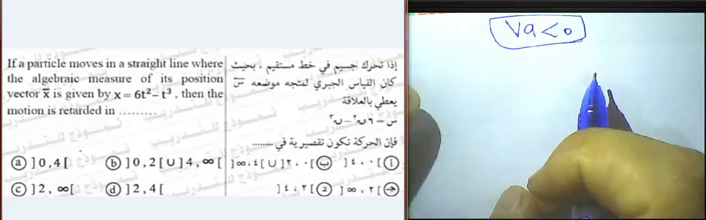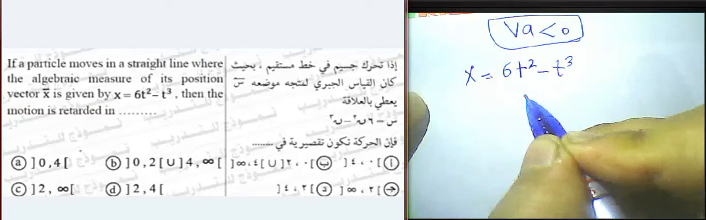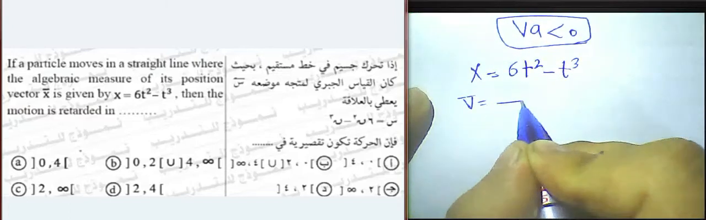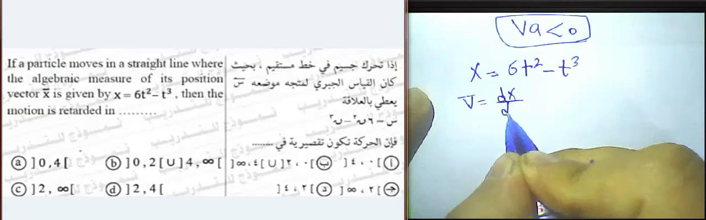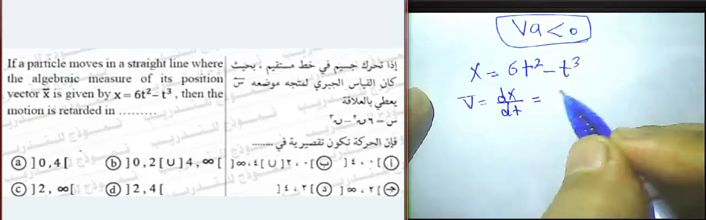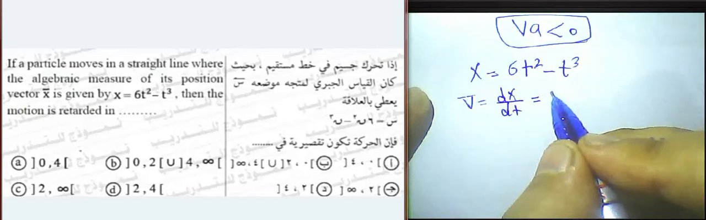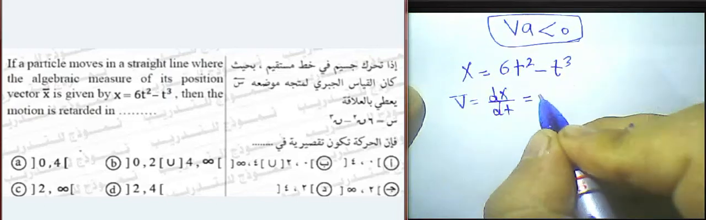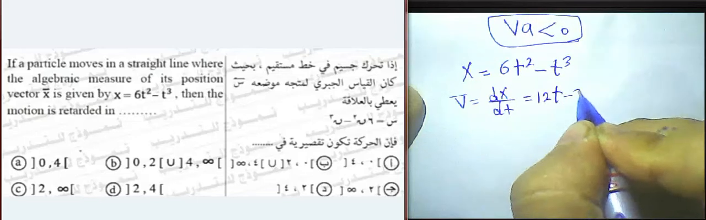We know x equals 6t power 2 subtract t power 3. He gave us x, the distance, so we can find the velocity. It's the first derivative of x with respect to t. It will be 12t subtract 3t power 2, because we can drop the power here. The result will be 12t subtract 3t power 2. It's the velocity, and then the acceleration.